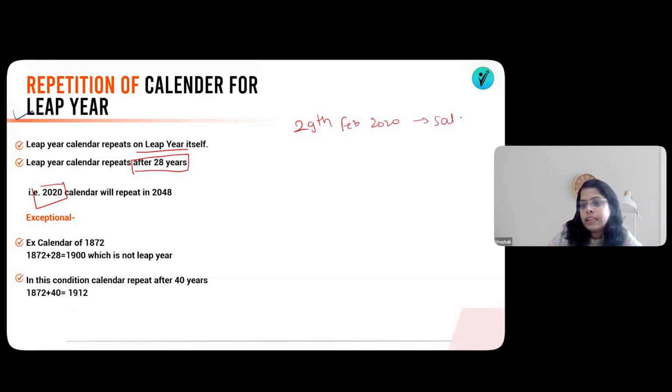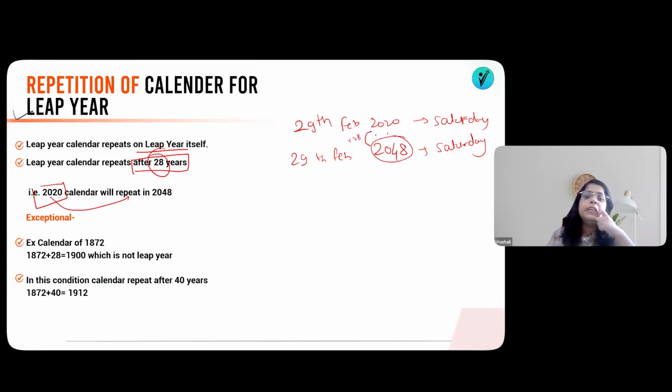So the next time, again after 28 years, that means in 2048, there will be again Saturday. So it repeats after 28 years. 2020 का जो कैलेंडर है वो plus 28 के बाद, that means 2048 में रिपीट होगा. This is what you have to remember simply. Leap year repeats after every 28 years. That's it.